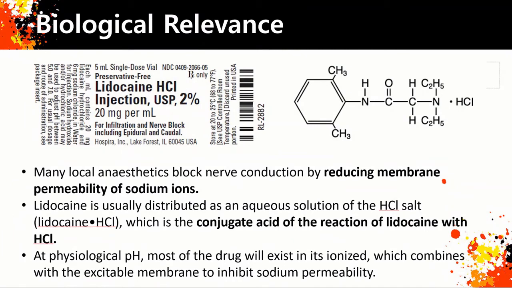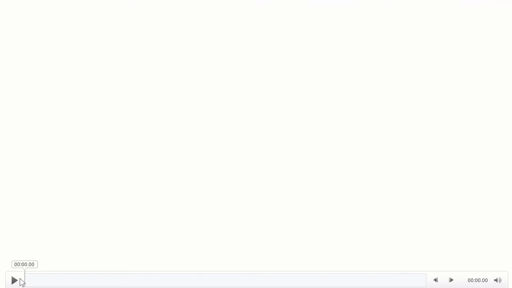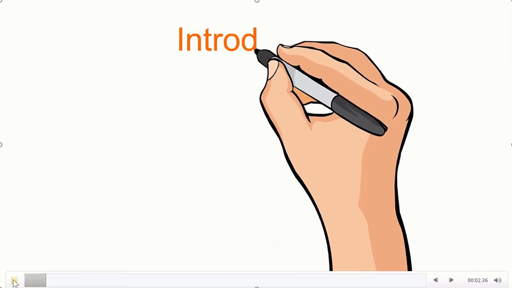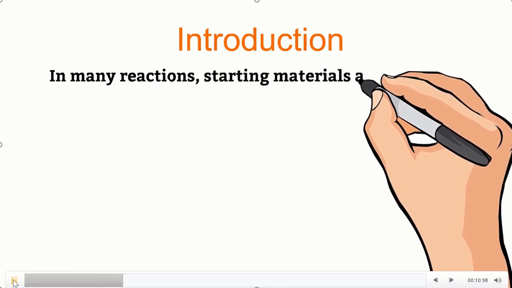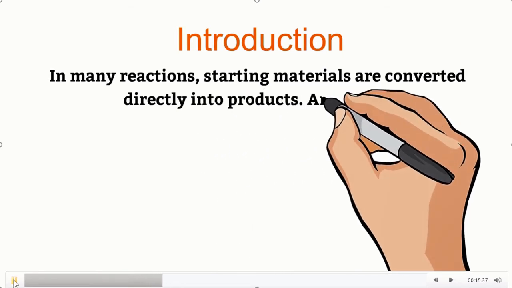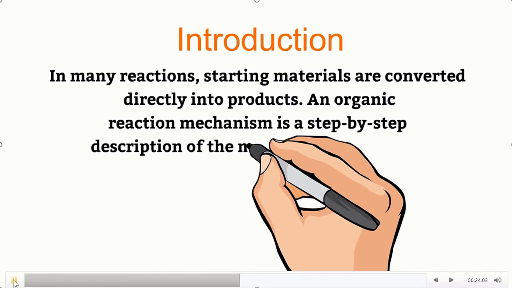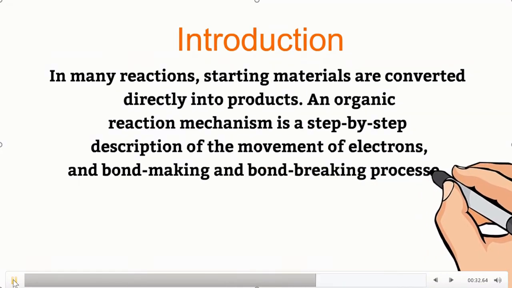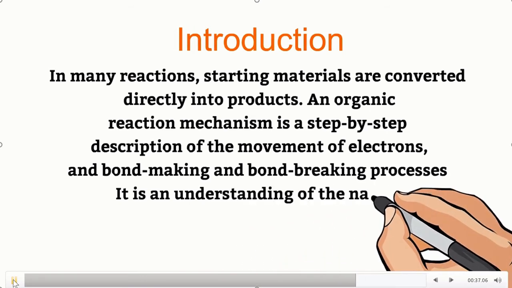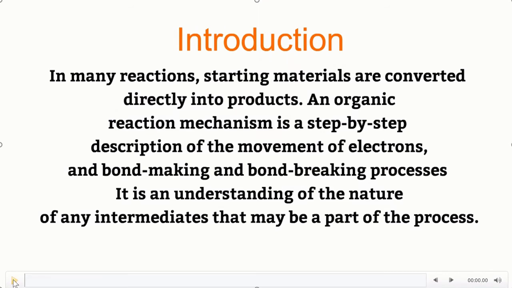All right, so now we're going to go to the other part of the lecture, which is reaction mechanisms. So just an introduction. In many reactions, starting materials are converted directly into products, as we have seen. In organic reaction mechanism, it's a step-by-step description of the movement of electrons and bond making and bond breaking processes. It is an understanding of the nature of any intermediate that may be part of the process, right?